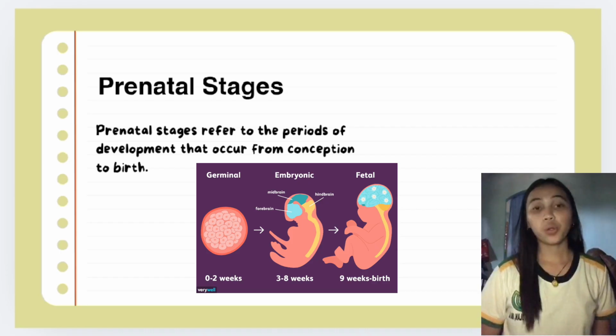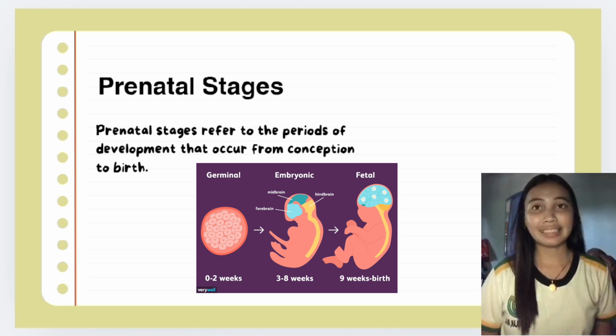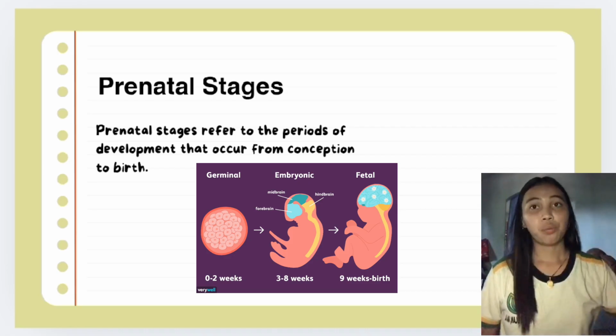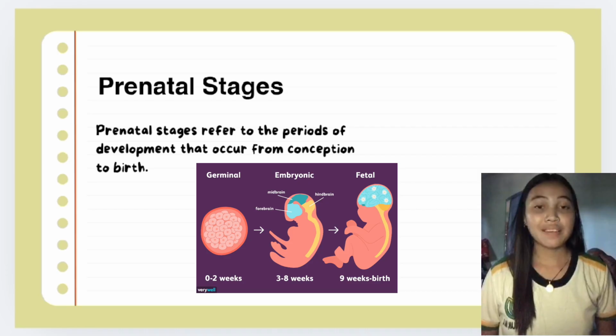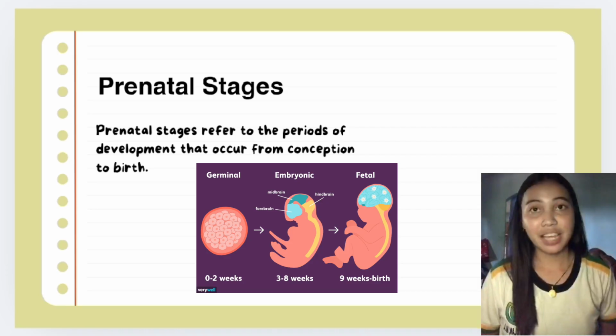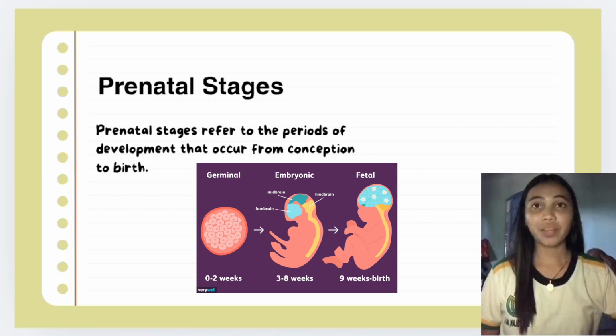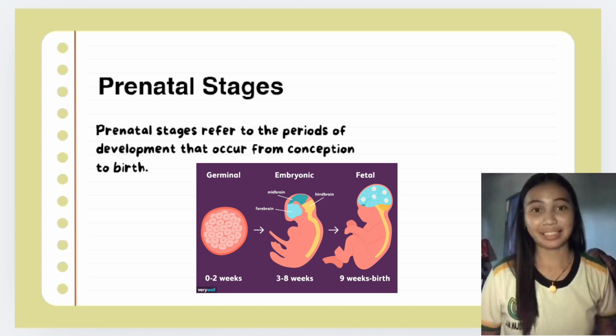Prenatal stages, also known as antenatal stages, is the period of development from conception to birth. It's a time of rapid and significant change. It is divided into three main stages: the germinal stage, which consists of week 0 to 2, the embryonic stage, which consists of week 3 to 8, and lastly, the fetal stage, which consists of week 9 to birth. So, I'll be discussing the germinal stage.